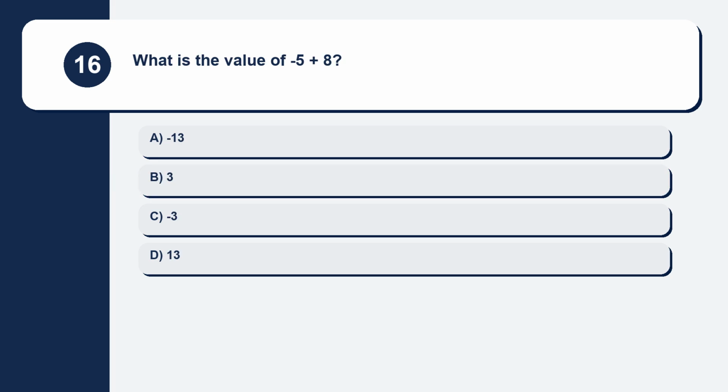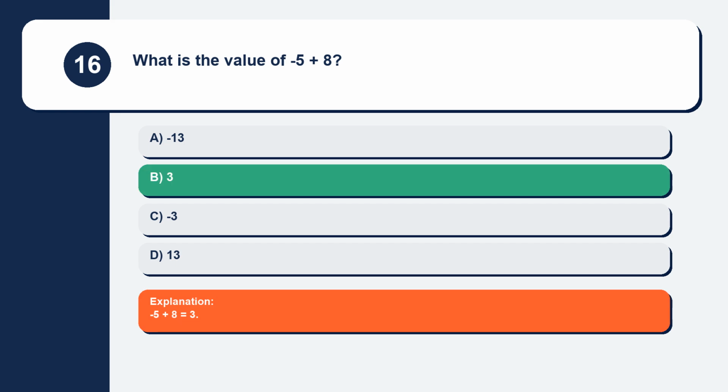Question 16. What is the value of -5 + 8? -13. 3. -3. 13. -5 + 8 equals 3.